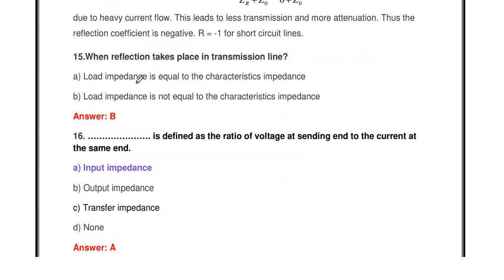Then the next thing: when reflection takes place in a transmission line, the load impedance is equal to the characteristic impedance? No, the load impedance is not equal to the characteristic impedance. The reflection takes place whenever the load impedance is not equal to the characteristic impedance. That means ZL is not equal to Z0, or ZR is not equal to Z0, at that time reflection takes place in a transmission line.